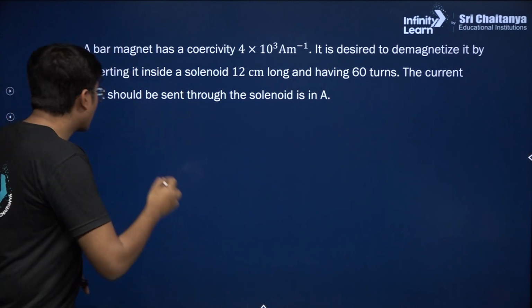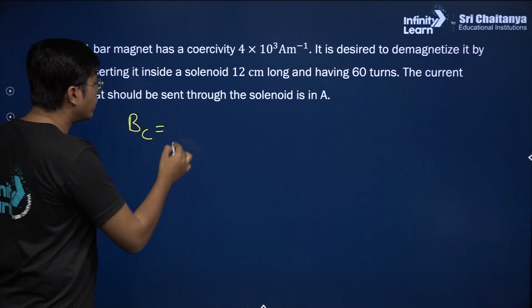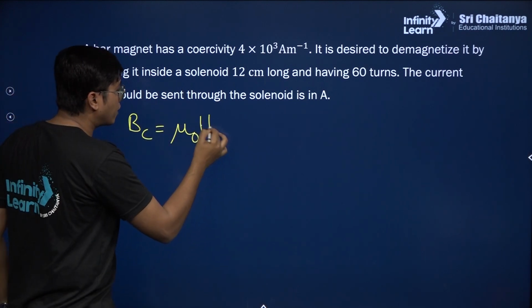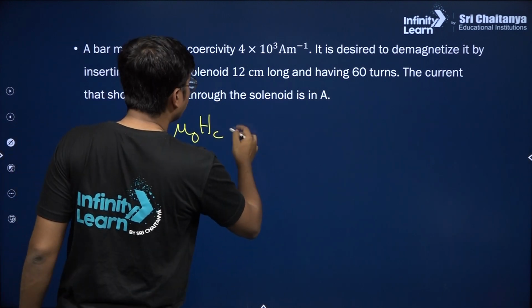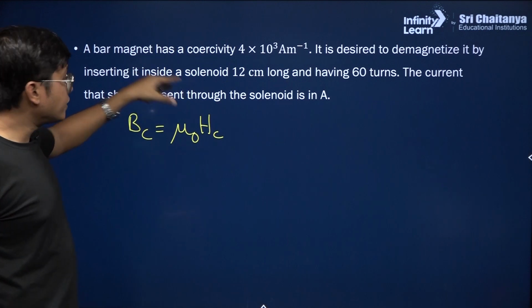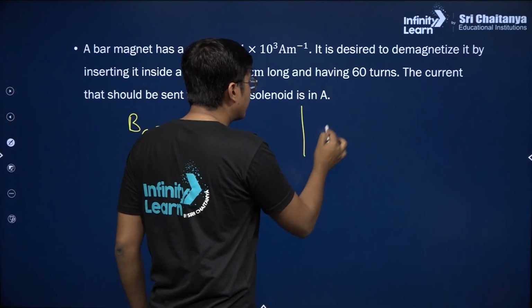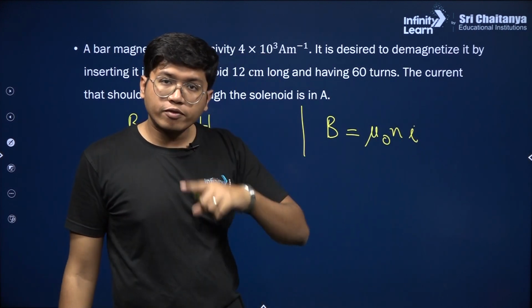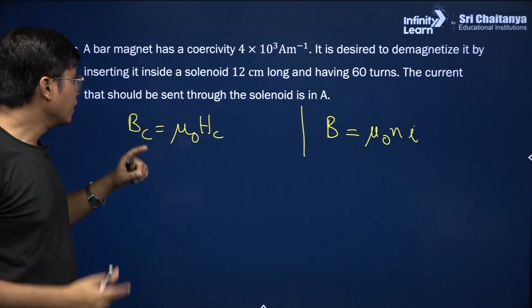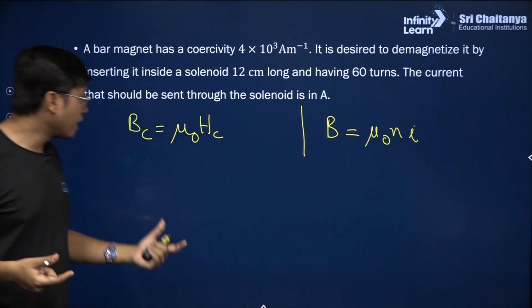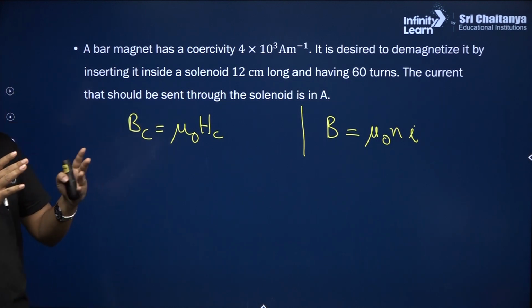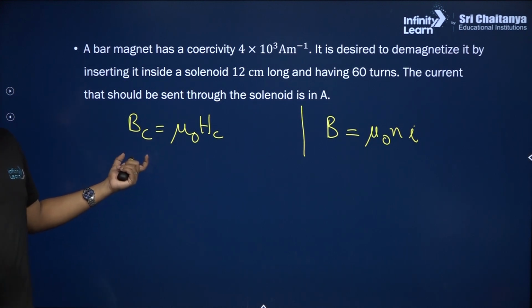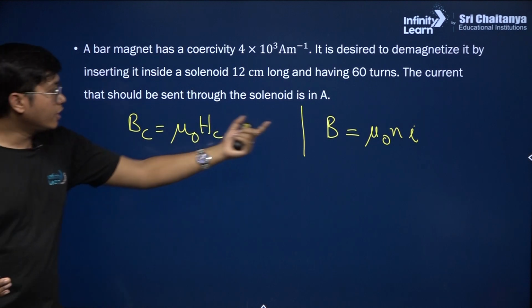So we know the magnetic field associated with this, that is needed. The magnetic field needed, BC, should be equal to mu naught, because I'm assuming it's free space over there, mu naught into that coercivity value, HC. And inside the solenoid, we know that the magnetic field B is equal to mu naught n into I, where n refers to the number of turns per unit length, I refers to the current flowing through it. Now since this solenoid magnetic field is able to demagnetize it, that means this magnetic field should be equal to the magnetic field needed to completely demagnetize, which is the coercivity, right? So these two have to be equal.